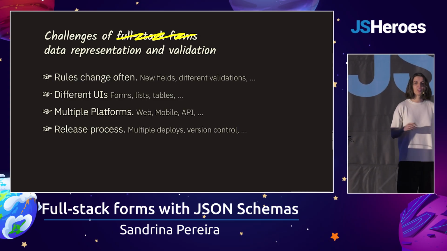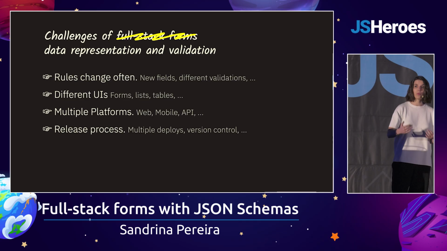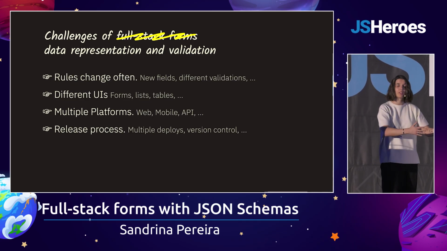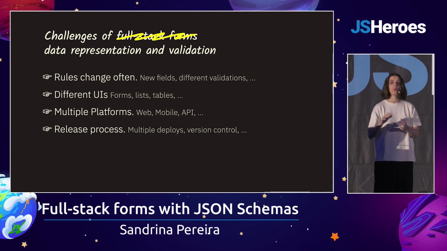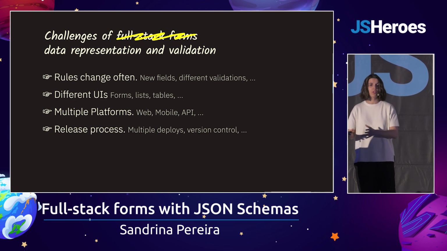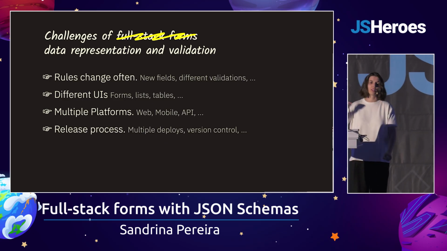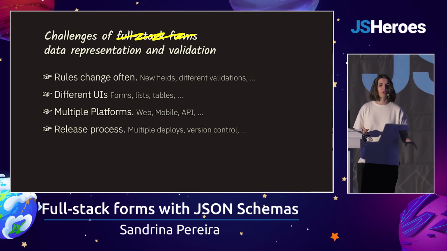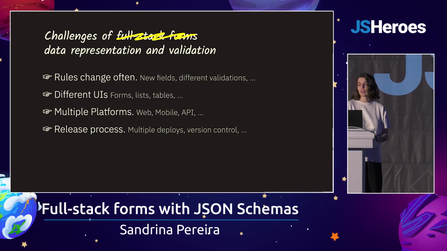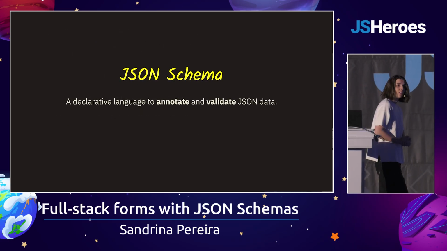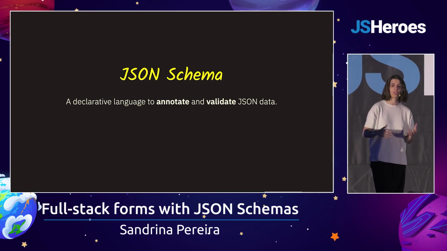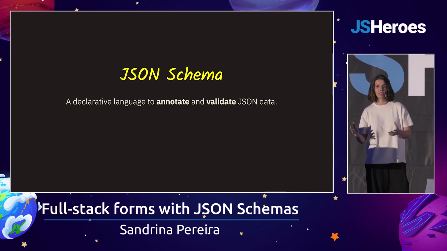Then the thing is, the multiple platforms is not just about the web. We also have mobile users. So whatever you saw there, it also needs to be on the mobile. And then we have some partners who use only the API. So they also need all this information through the API, no UI. And last but not least, well, good luck with your multiple deployments and version control. So the solution for this, to automate everything, is JSON schemas. That's our biggest bet. Basically, it's a language or a tool to annotate and validate JSON data.